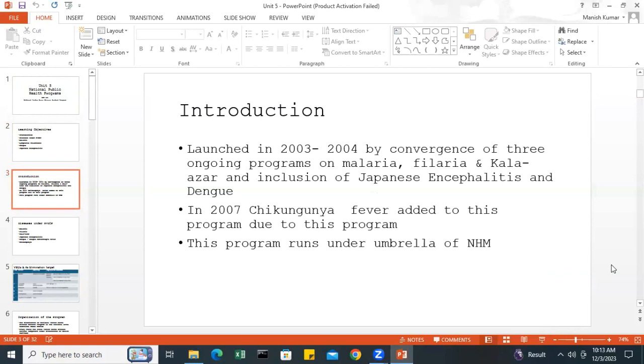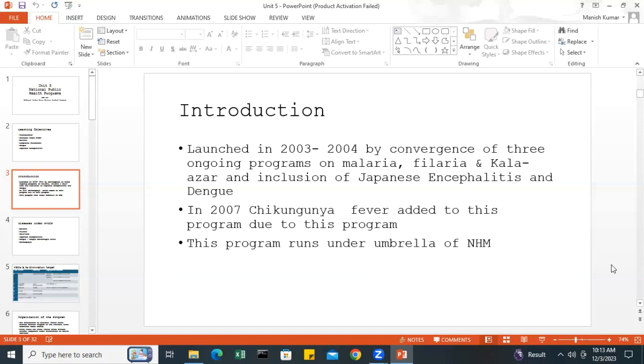Over the years, they included Japanese encephalitis and dengue also in this program. And then in 2007, chikungunya. See, NVDCP is something which is evolving over the years. Initially, when the program started, it was more of malaria.